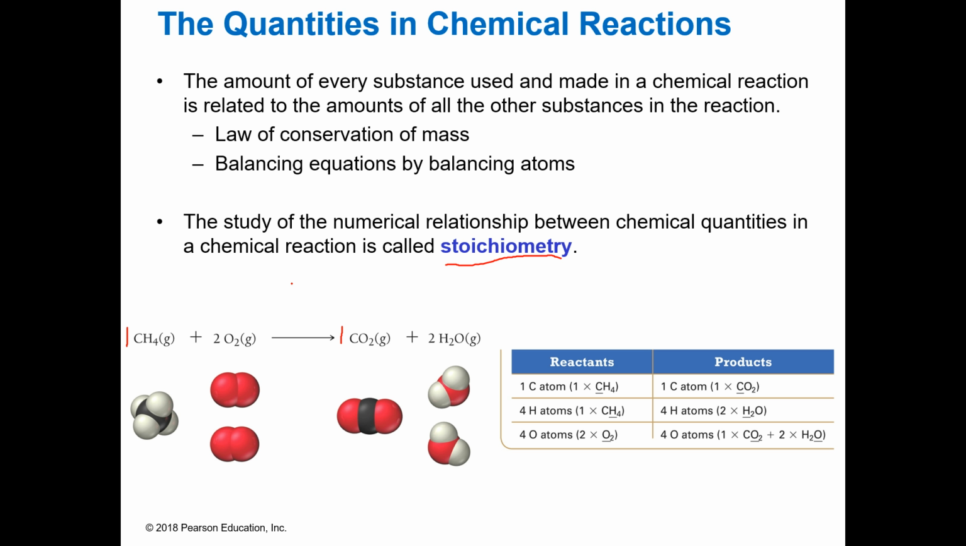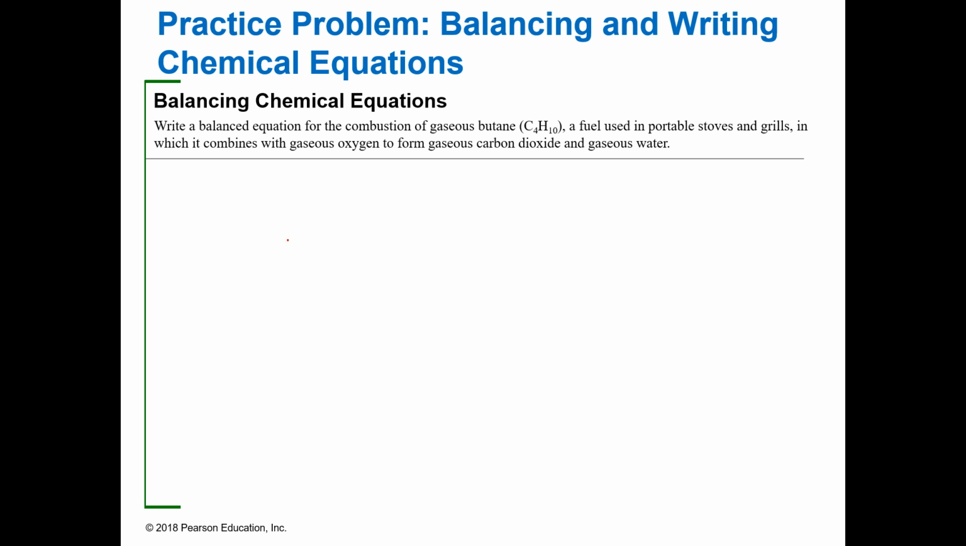Okay, so we're going to look at balancing one. Let's look at this problem right here. So we're going to look at the combustion of butane. So butane, they give us is C4H10. Combustion reactions, if you remember this, it always reacts with O2 and our products are always carbon dioxide and water.